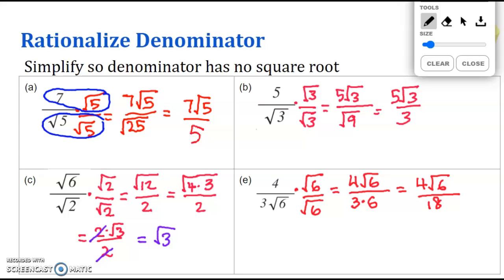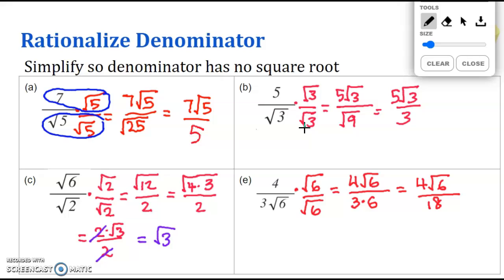B, 5 divided by root 3 is, to get rid of this square root of 3, we want to multiply by square root of 3 divided by square root of 3. You multiply across and you get 5 root 3 at the top. And then at the bottom, root 3 times root 3 is square root of 9, which is really the same as 3. So you get 5 root 3 divided by 3.